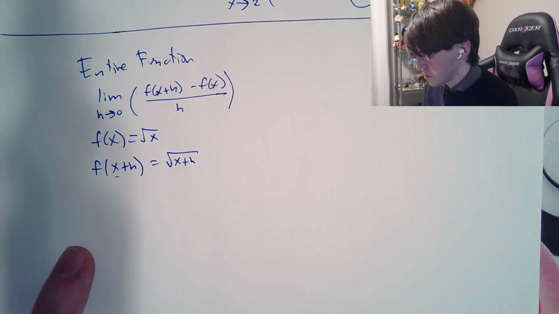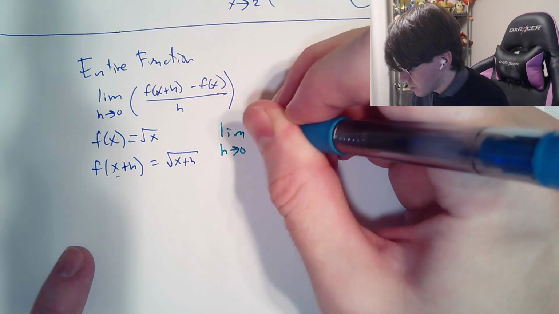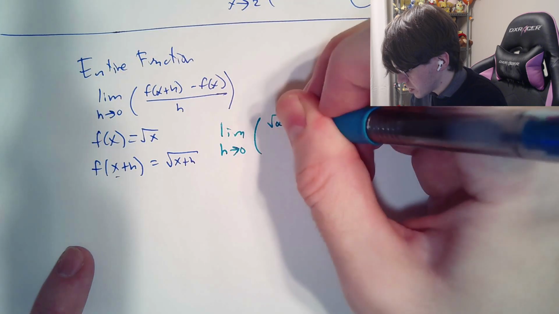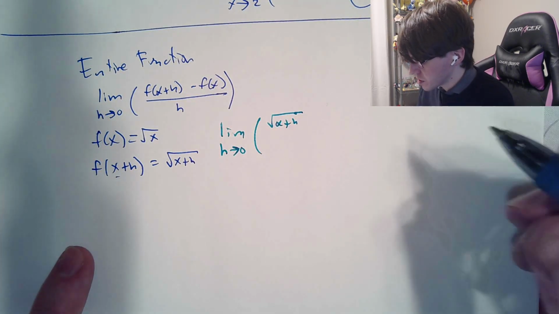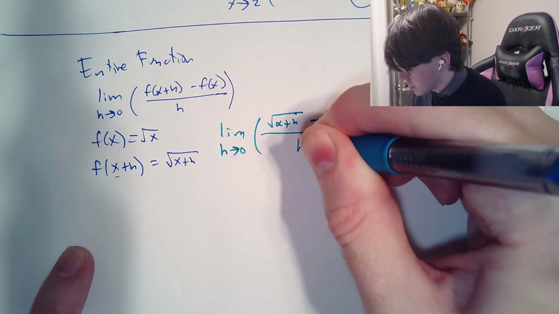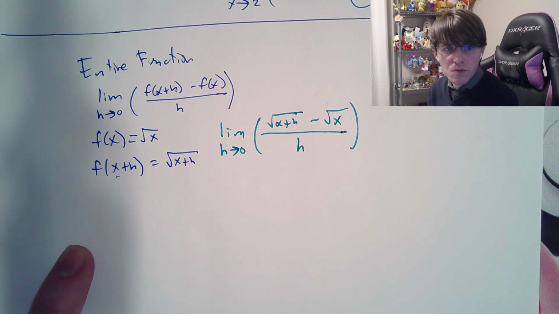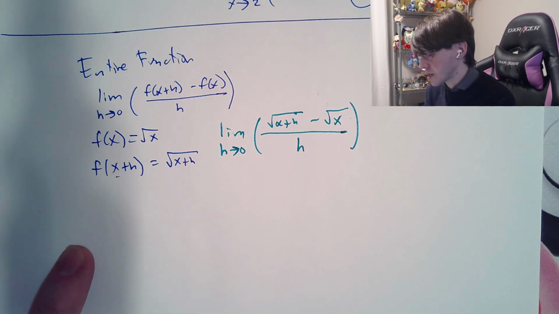And again, switching colors for the actual problem here, we have the limit as h approaches 0 of f of x plus h, which is the square root of x plus h, minus f of x, which is the square root of x, all divided by h. And there we go. In order to do this question, whenever we have a square root doubled up like this, you're going to have to multiply by the conjugate.